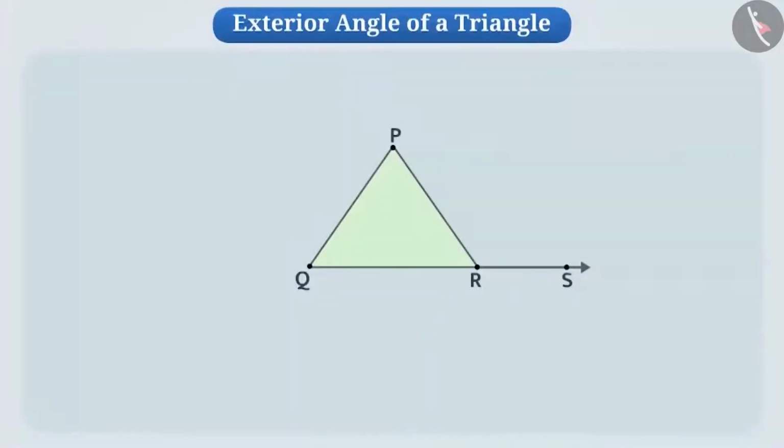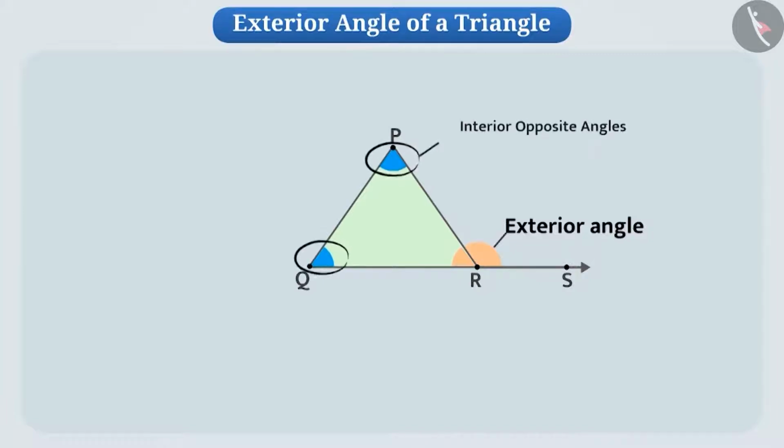Now look at this figure. Here, angle PRS is the exterior angle of triangle PQR. We can also see that angle QRP and angle PRS are adjacent angles. In addition to the adjacent angle, angle QRP of the exterior angle PRS, the remaining 2 angles of triangle PQR, namely angle RPQ and angle PQR, are called the 2 interior opposite angles or the 2 remote interior angles of the exterior angle, angle PRS.